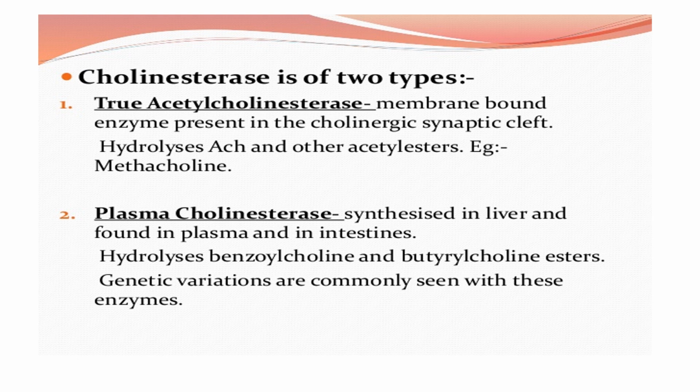There are two types. One is true cholinesterase, which is found throughout the cholinergic synaptic cleft, while plasma cholinesterase is found in the plasma and the intestine.